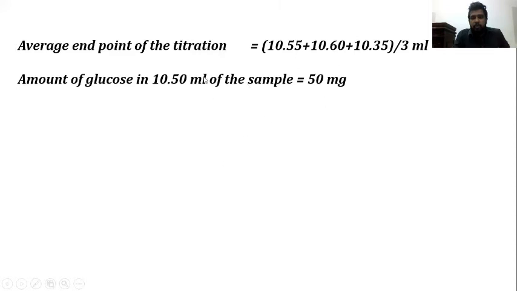How do we come up with that? How do you come up with that? How can we come up with that? Amount of glucose in 10.5 milliliters of the sample is equal to 50 milligrams.